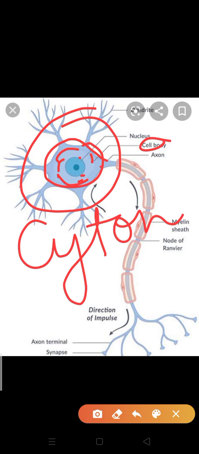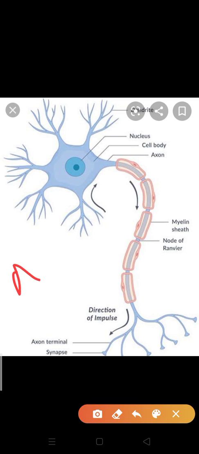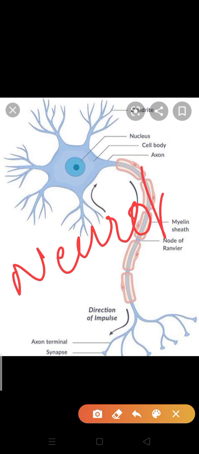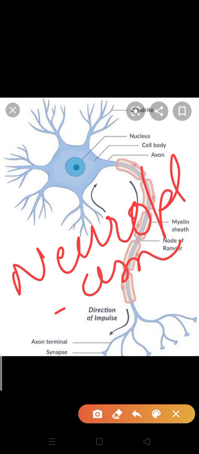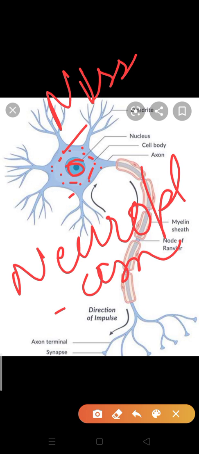The cytoplasm present inside the neuron is known as the neuroplasm. You can see a centrally located nucleus is also present here, and in addition, granules are also present in it. These granules are known as Nissl's granules. So that is about the cyton of the neuron.